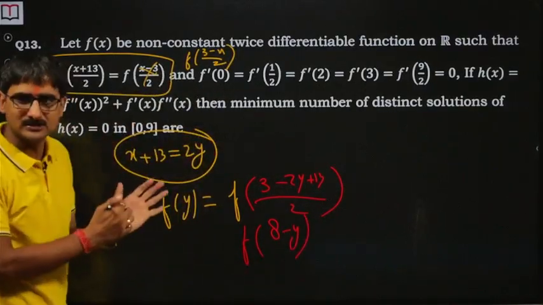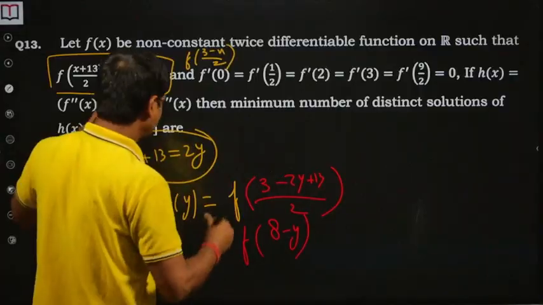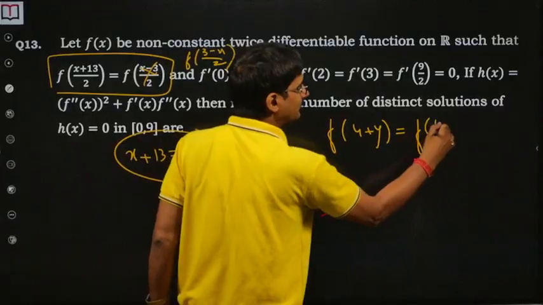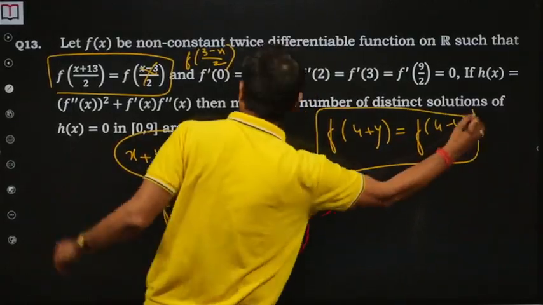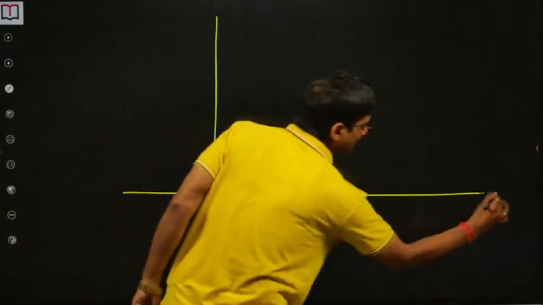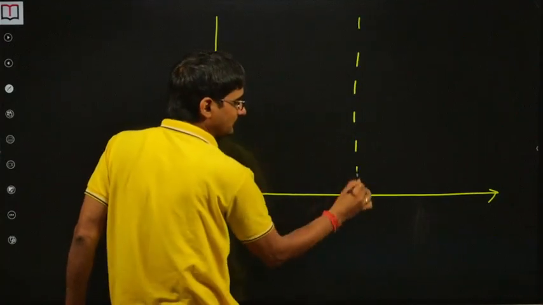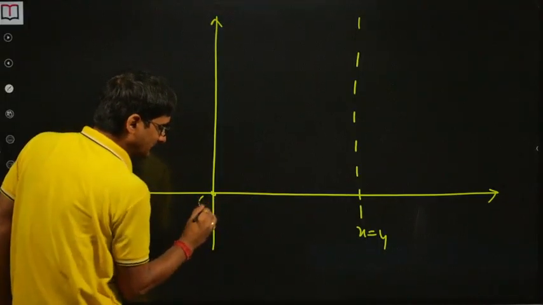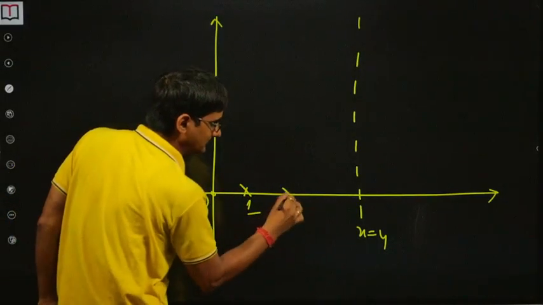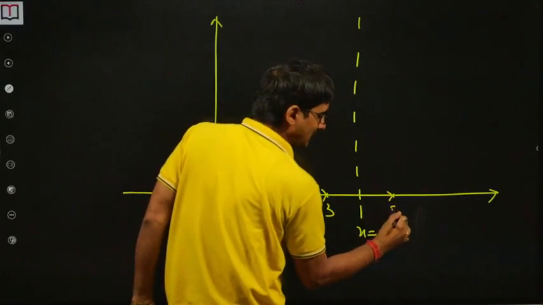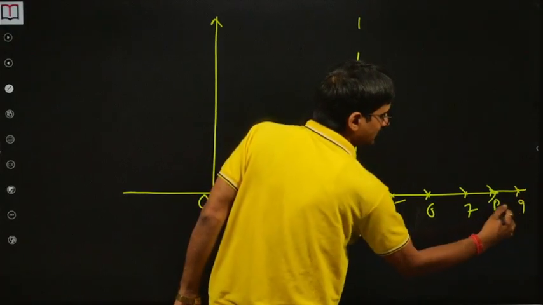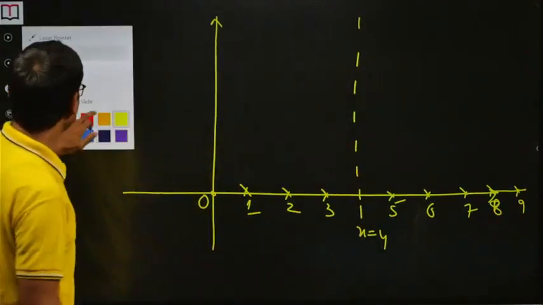So f of y is equal to f of 8 minus y. Now see, I replaced y by 4 plus y. So f of 4 plus y is equal to f of 4 minus y, and that's it. Now this tells us that the entire curve is symmetric about the line x is equal to 4. Now this is 0, of course this is 1, this is 2, this is 3, 5, 6, 7, 8, and then we have 9. Now it is symmetric about 4.